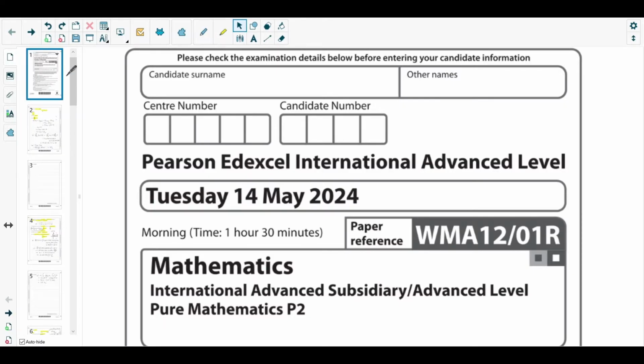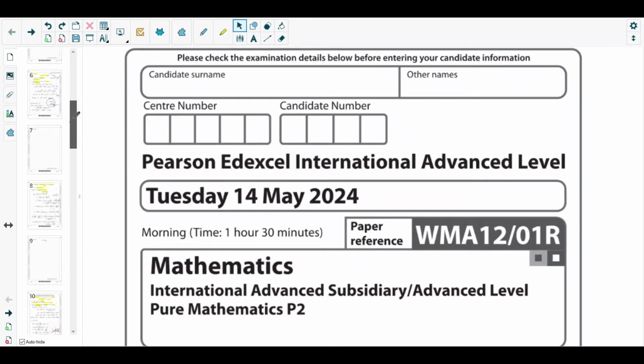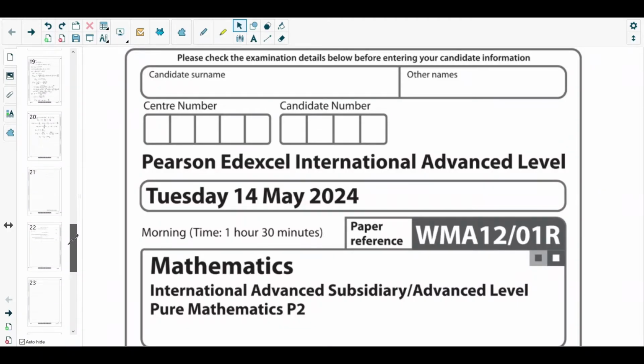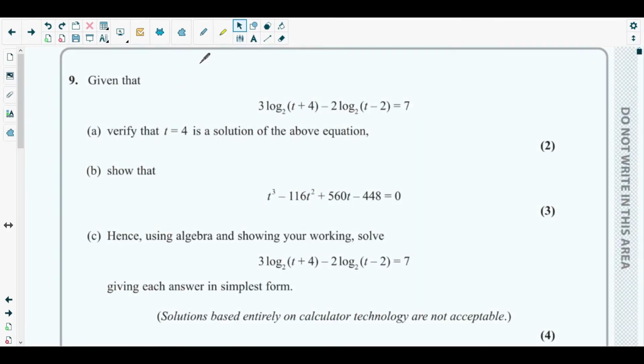In this video, we will be solving question number 9 from one of the recent past papers of P2, which is the May 2024 P2 regional paper. So let's get started with question number 9 of this paper.